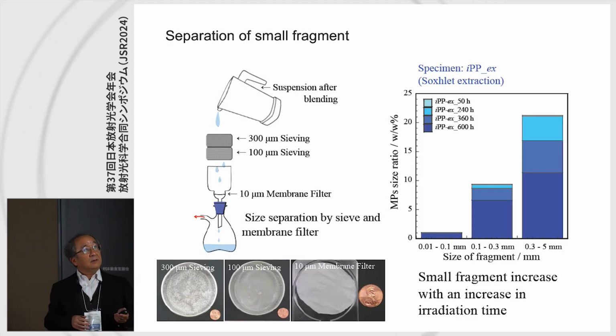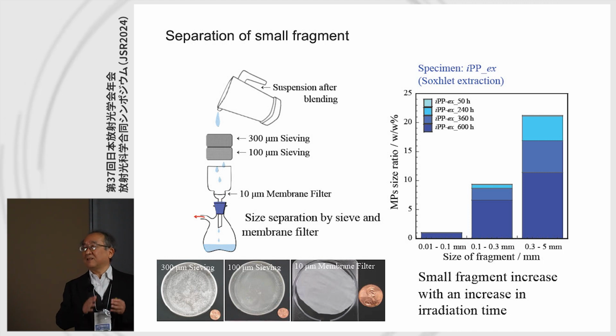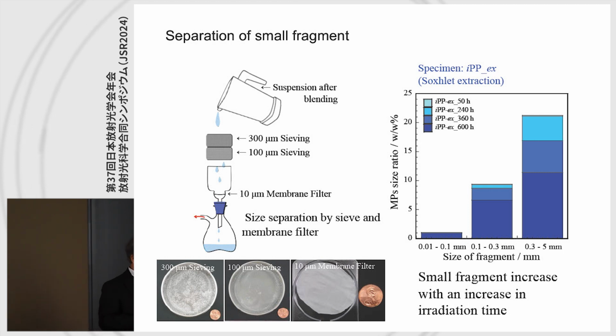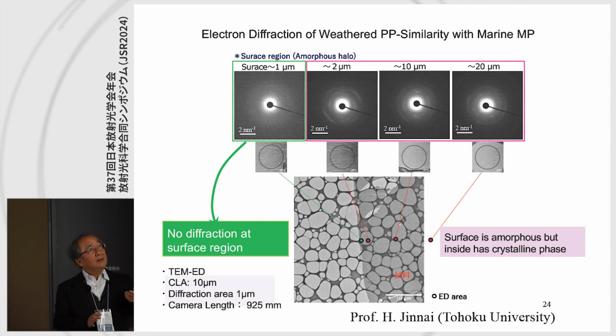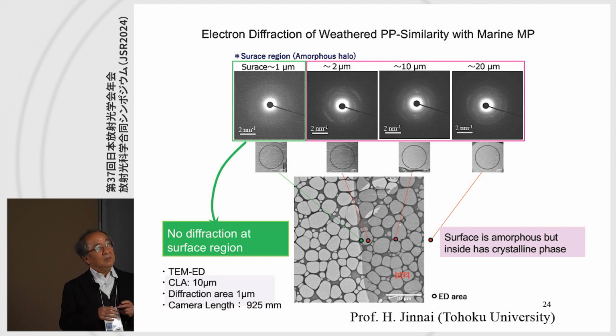We separated these generated small particles by sieving filtration. This is a very classical method, but it is the most efficient way to separate the generated plastics. And we can see the electron diffraction from the surface to the bulk phase. As shown in real ocean microplastics, this model experiment shows the surface becomes an amorphous phase, but inside they show clear crystal diffraction.